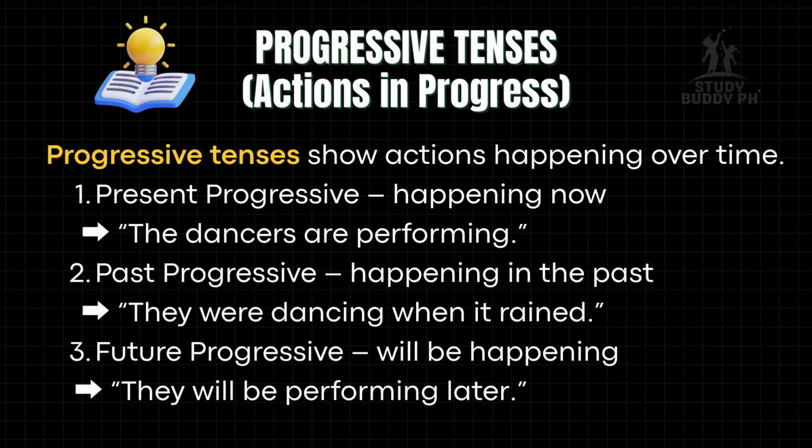Progressive tenses show actions happening over time. 1. Present progressive, happening now. The dancers are performing. 2. Past progressive, happening in the past. They were dancing when it rained. 3. Future progressive, will be happening. They will be performing later.